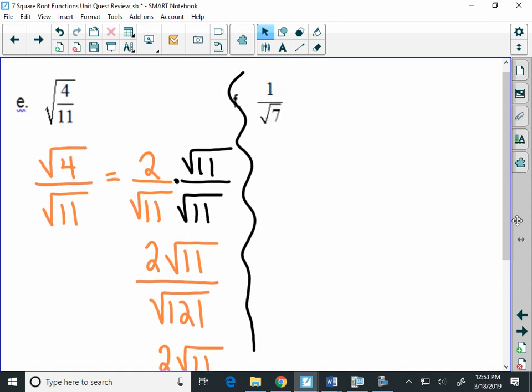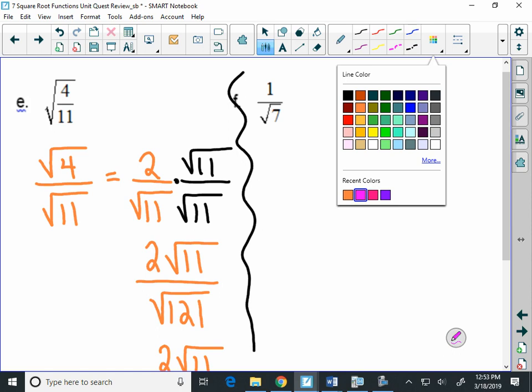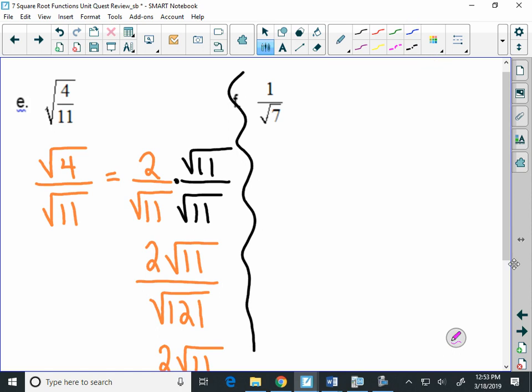Letter F. We still have a radical in the denominator. Not quite as complicated as letter E, because we can dive right into this, getting rid of the radical in the denominator. We're going to multiply the bottom of the fraction by the square root of 7. And if we multiply the bottom of the fraction by the square root of 7, we need to multiply the top of the fraction by the square root of 7.